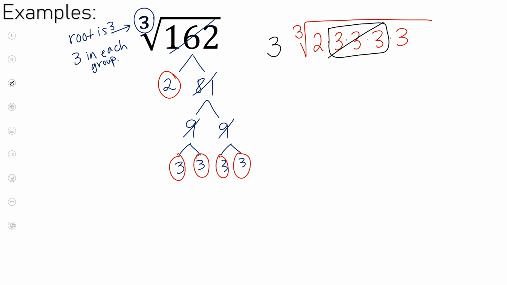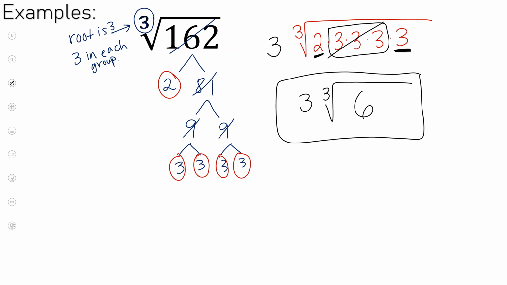On the outside, I have 3. Root 3, and what's on the inside? A 2 times a 3 is 6. So that's your answer. Okay, let's move on to the next example.